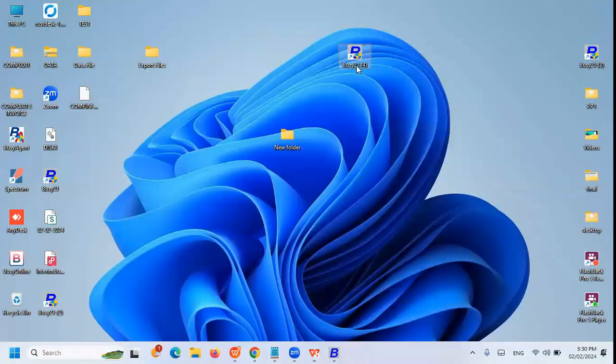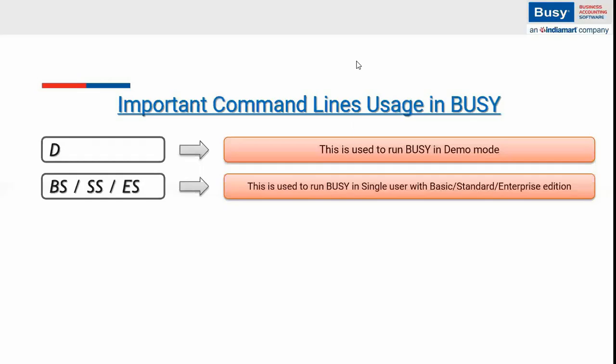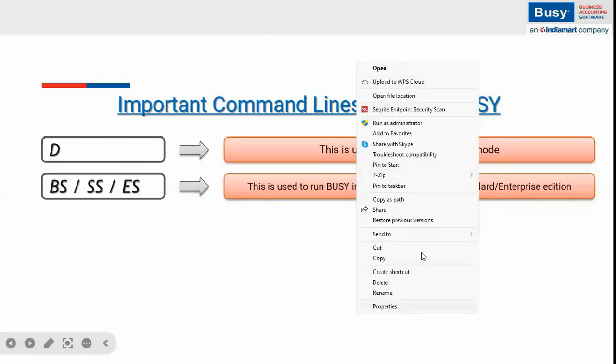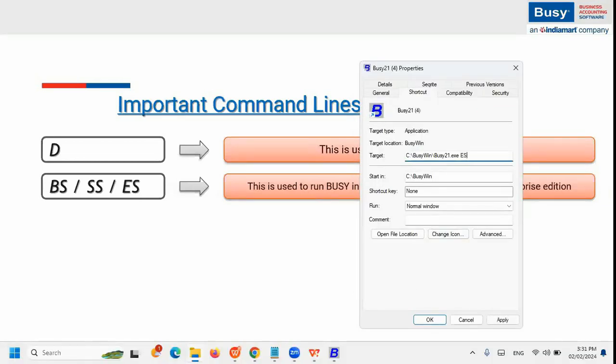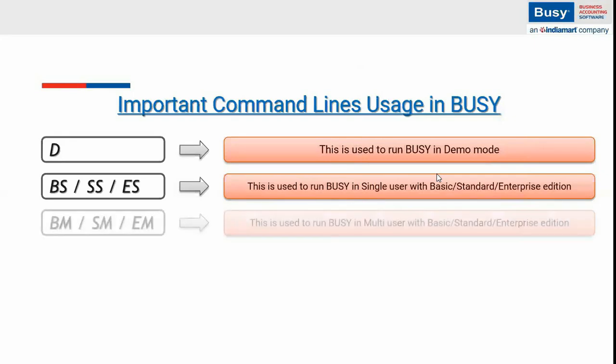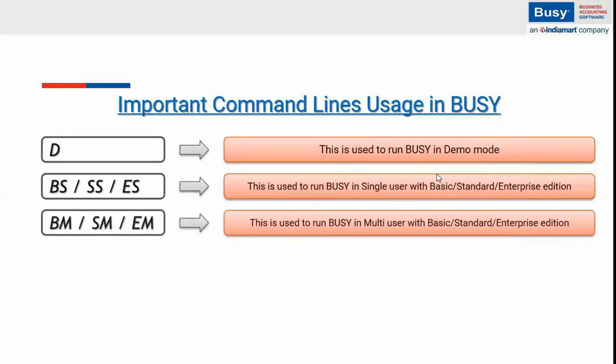So now let me show. Just now I showed you how to change to BS, basic. Similarly, you can give the name SS, or ES, like that. So that particular Busy model will work for you. So this is how you can fix the Busy software models into the exe file. Similarly for BM, SM, EM also, basic multi-user, standard multi-user, enterprise multi-user, these models also you can fix for your Busy exe through these command line arguments.